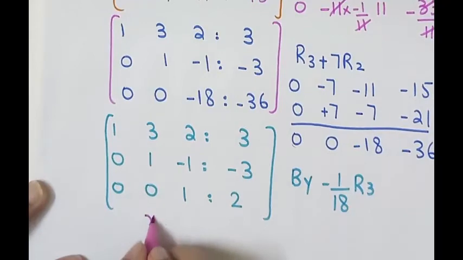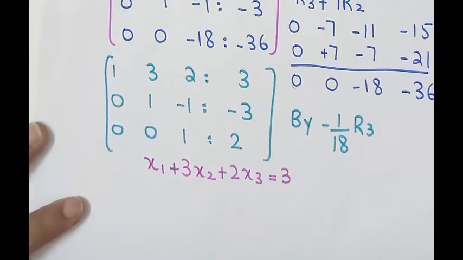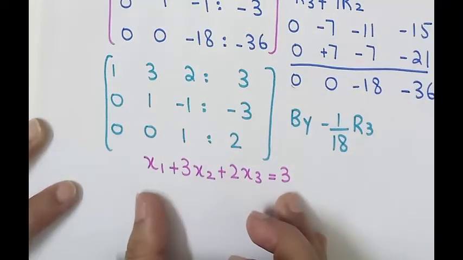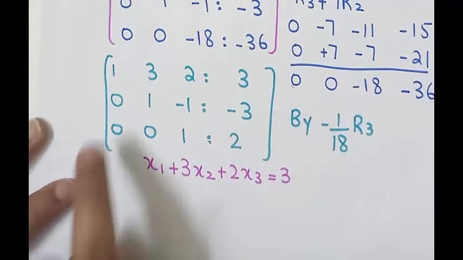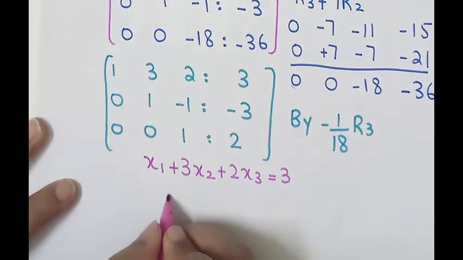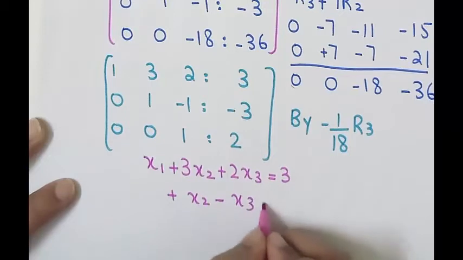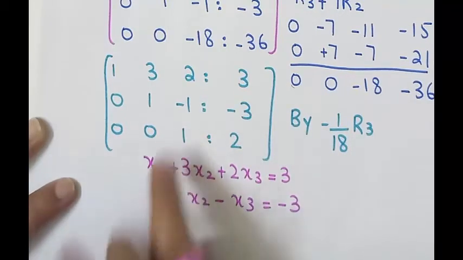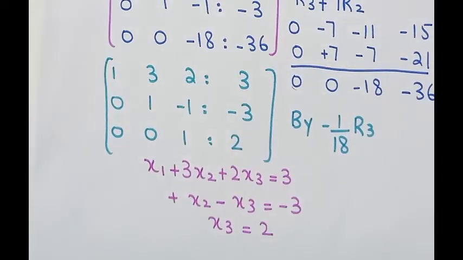We can write it as x1 plus 3x2 plus 2x3 is equal to 3. In the same way, earlier we had an equation and wrote its matrix form; now we have a matrix and we are writing its equation form. This is 0x1 plus x2 minus x3 is equal to minus 3, and this is x3, which is equal to 2. So now we have to find the values of x1, x2 and x3.